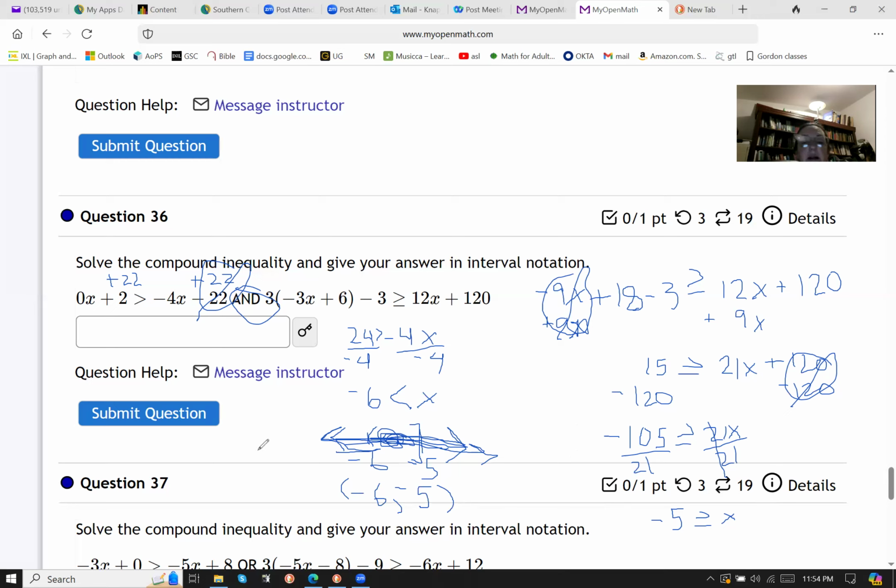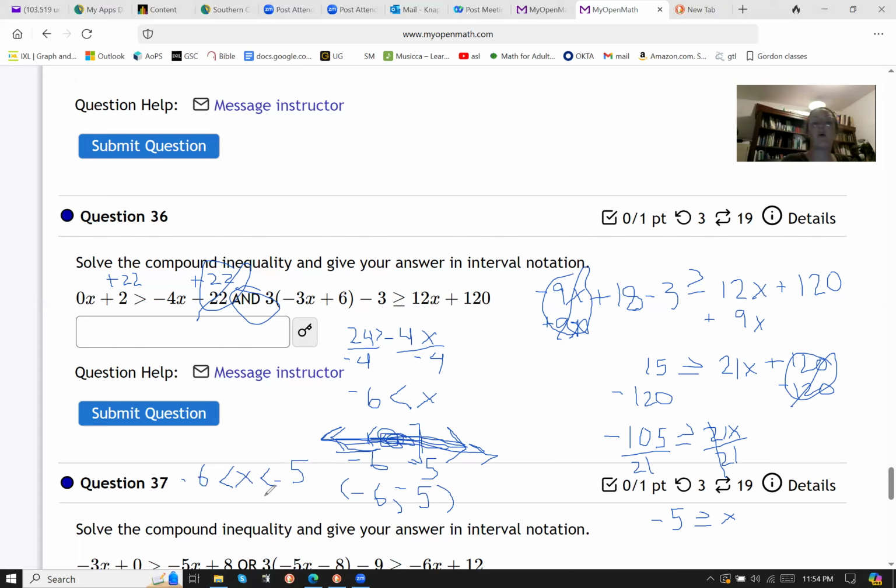You also could write this as x is in between -6 and -5. That would be the inequality notation.